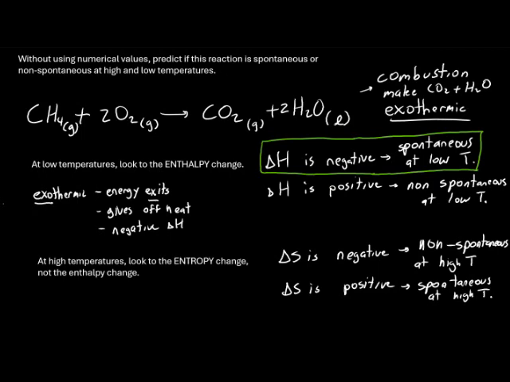Now, in order to determine the sign of entropy, just like in previous videos, we will look at the moles of gas. If we gain moles of gas, that gives us positive entropy. But if we lose moles of gas, we'll get negative entropy.